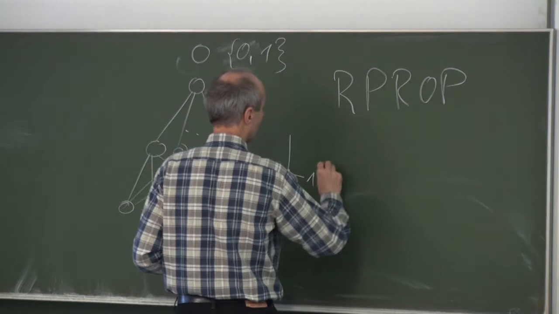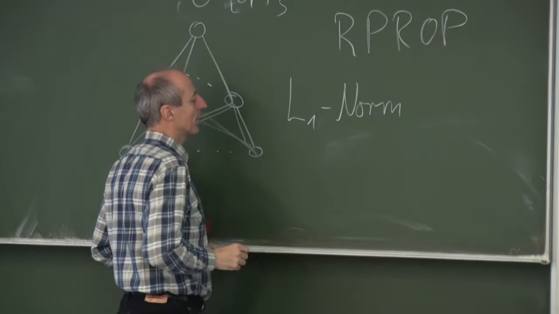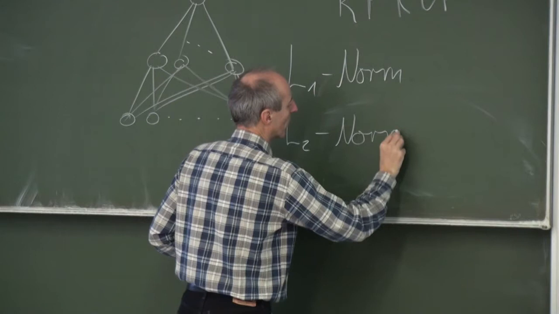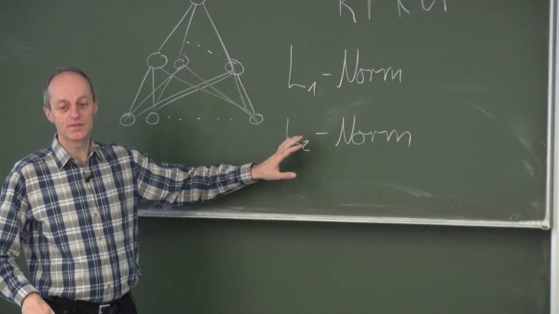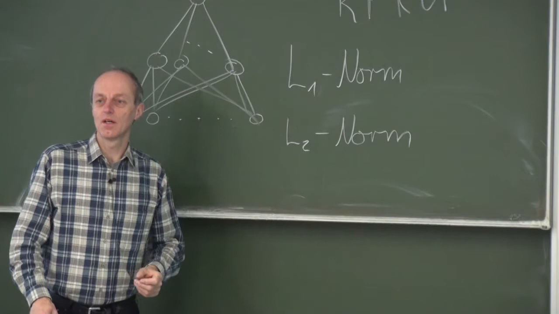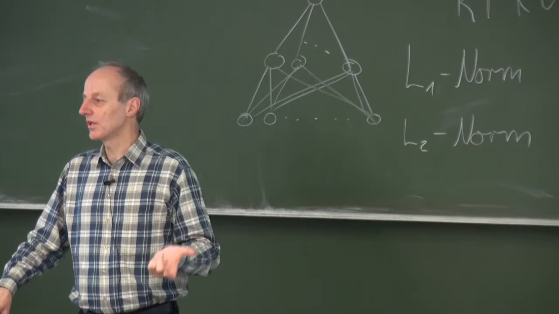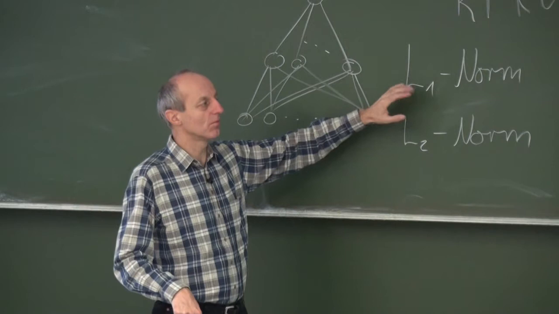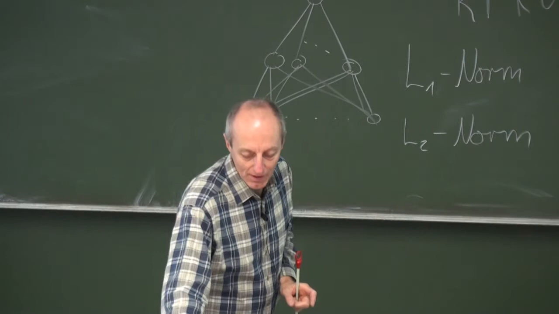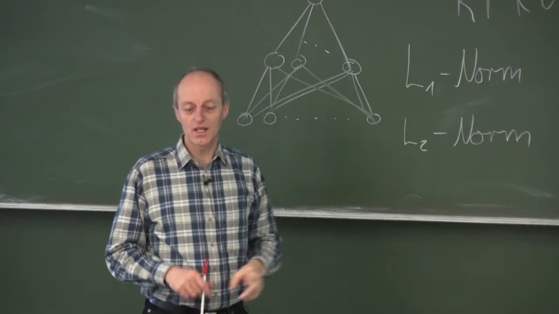I mean, this is a term from functional analysis, and what normally is used is the L2 norm. So the sum of the squared errors is based on the L2 norm. We just take the second power of the differences, and this is based on the Euclidean norm. The Euclidean norm is called the L2 norm, and the L1 norm is nowadays quite popular. They didn't in the beginning use the L1 norm because the L1 norm is not differentiable in the origin.